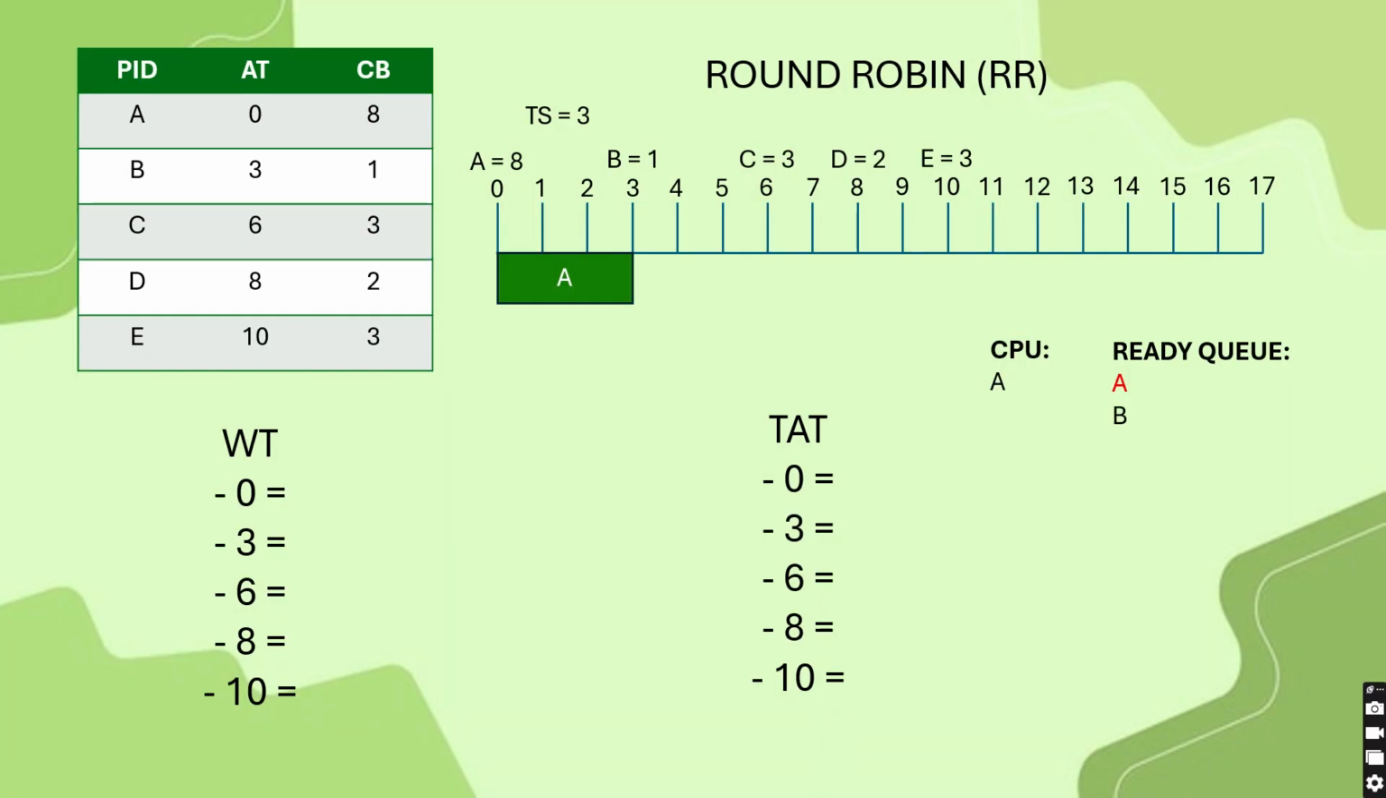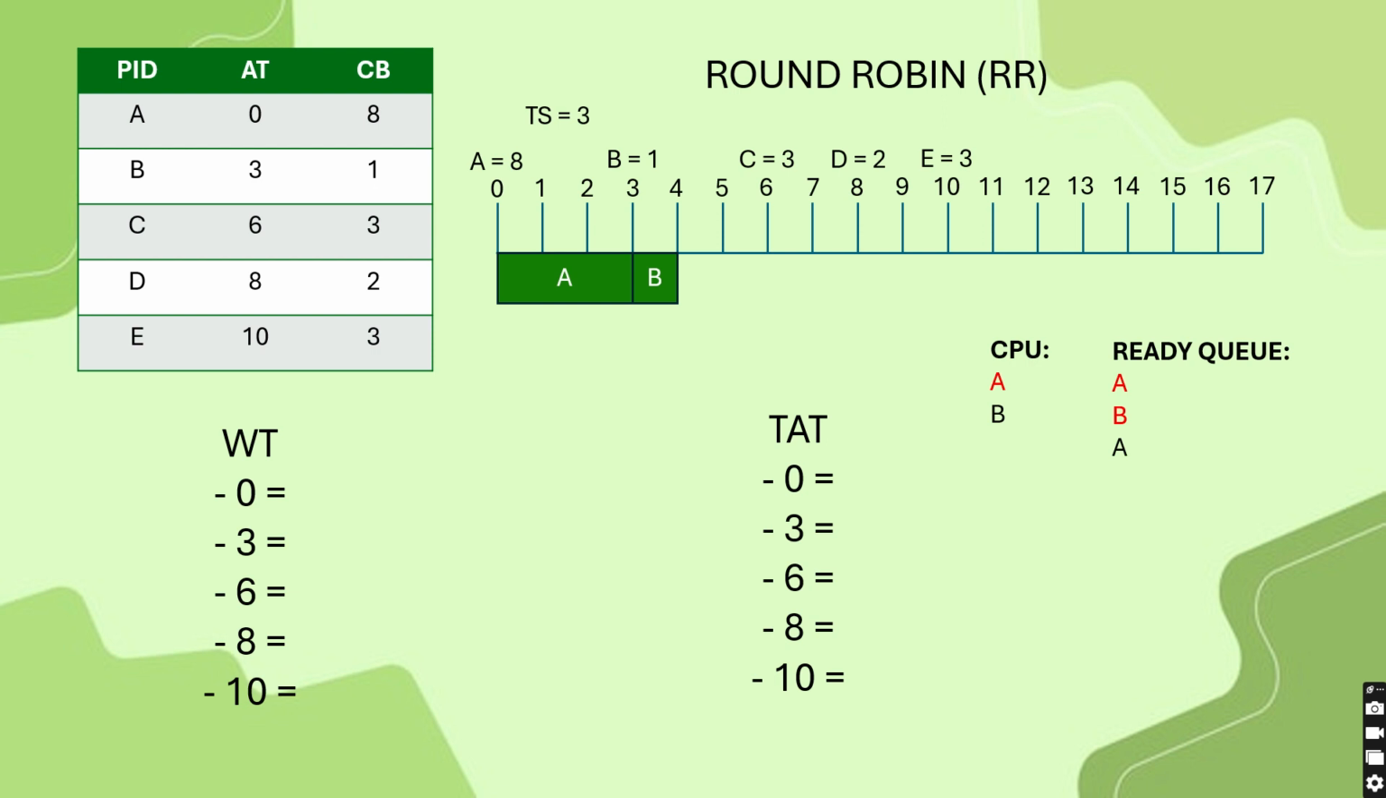To start, process A arrives at the ready queue at 0 and will start executing at 0. At time 3, process B arrived, so we will put it in the ready queue. And at the same time, process A consumes its first time slice. So, we will put process A back in the ready queue again, since process A still has remaining 5 CPU bursts. Process B and process A are inside the ready queue.